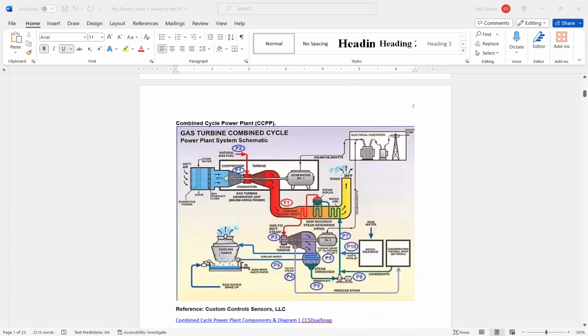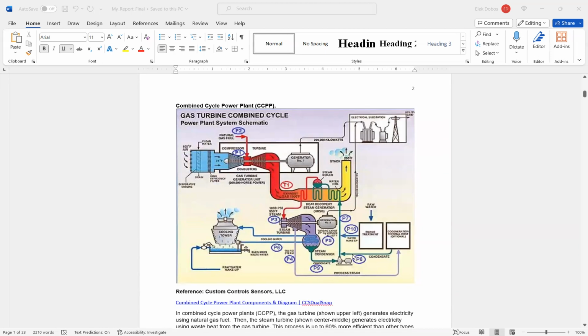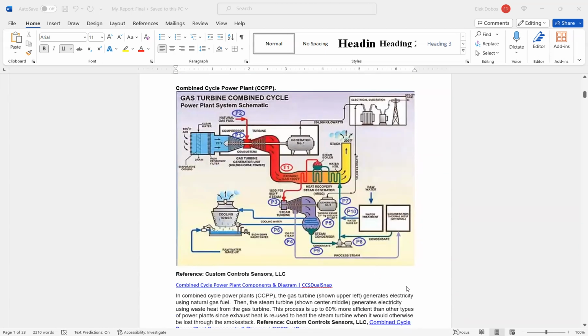I did find a nice picture of a combined cycle power plant, and I give credit to this link here, which is the Custom Control Sensor. They're a corporation. They did have a nice little description here. If anyone's interested, please go to this link that I'm highlighting here.